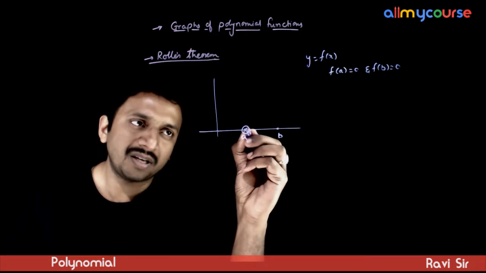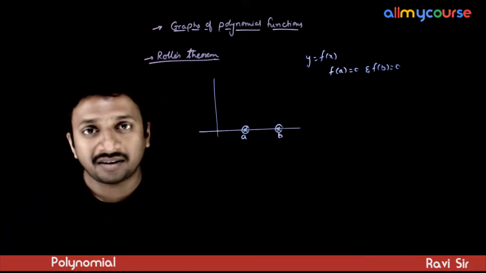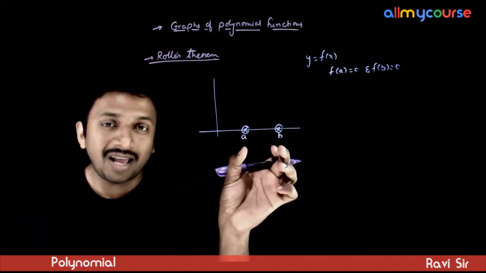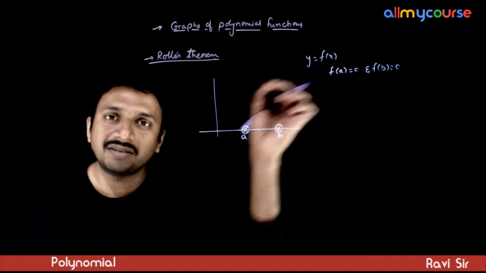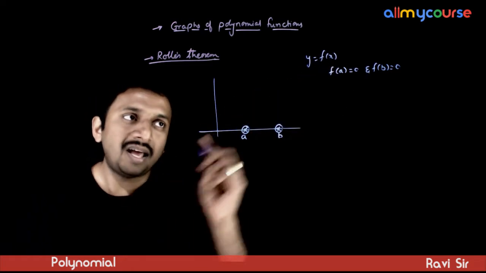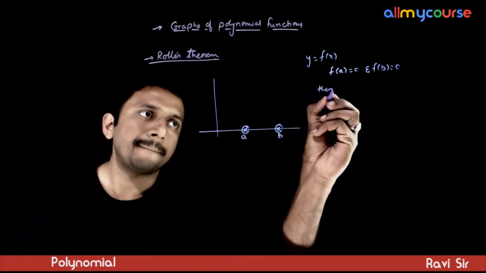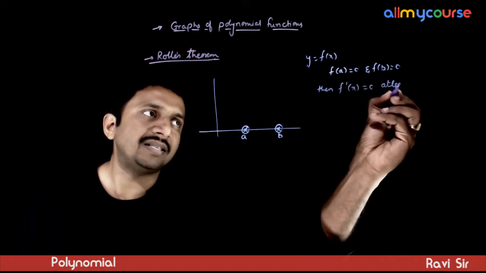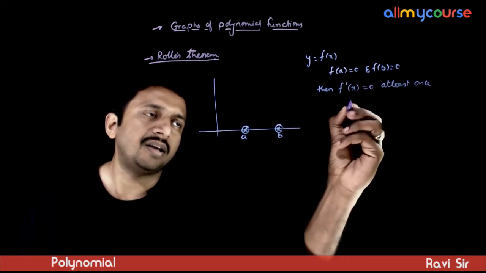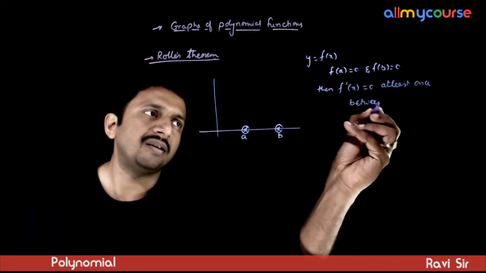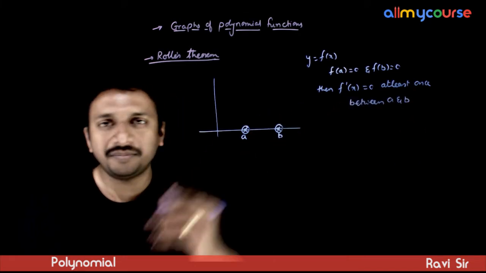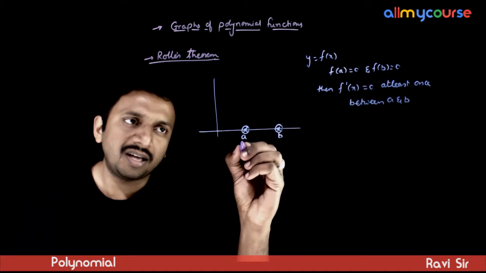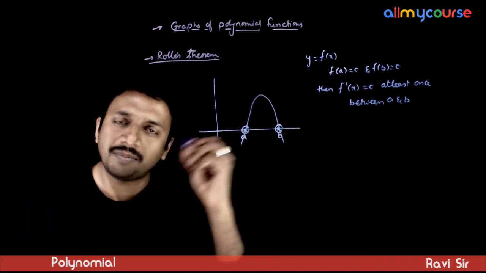So if a and b are the zeros of y is equal to f of x, or a and b are the roots of f of x is equal to 0, then f dash of x will be equal to 0 at least once between a and b. That means if you draw the graph between a and b, the graph has to go up and come down, right?